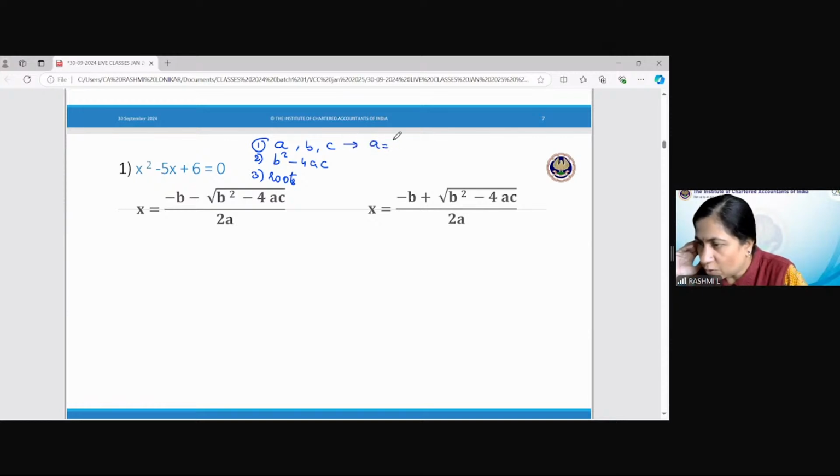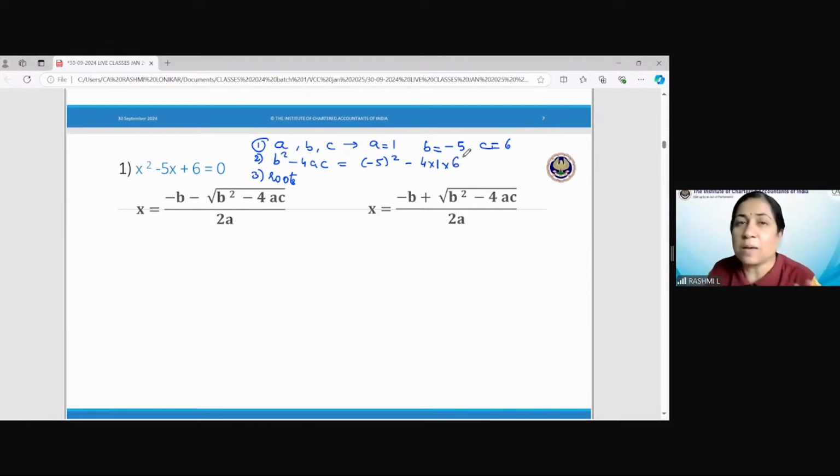Okay, so for this, let us see this. A is equal to how much? 1. B is equal to minus 5. And C is equal to 6. Now let us find out b square minus 4ac. B square is how much? Minus 5 whole square. Minus 4 into A is how much? 1, and C is how much? 6. Initially, I'm writing it down. Why? Because I don't want to make a mistake with the signs. Otherwise, you can do it even orally also.